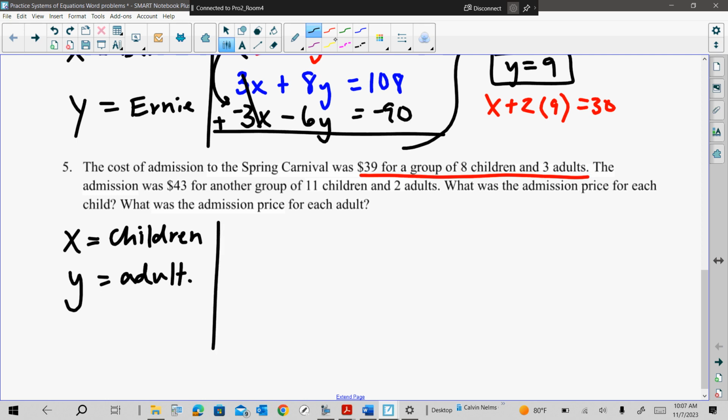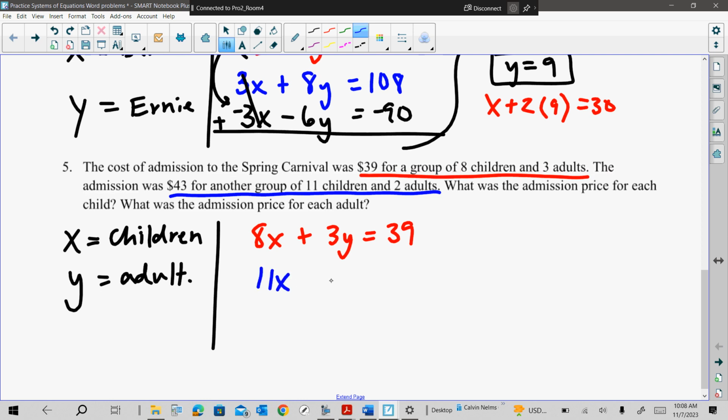So how do I write an equation to show that a group of 8 children and 3 adults cost $39? Yep, 8x plus 3y equals 39. There's our first sentence. The second sentence, admission was $43 for a group of 11 children and 2 adults. So 11x for 11 children and 2 adults, 2y equals 43.